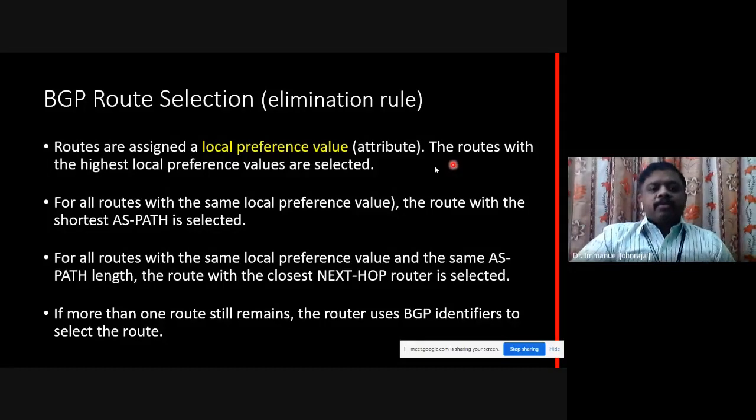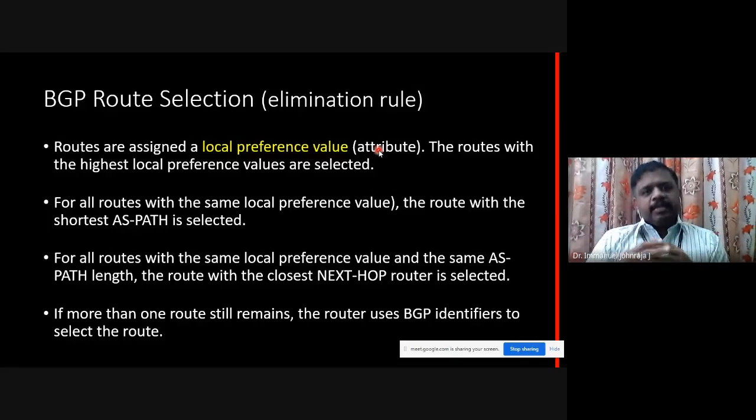Routes are assigned a local preference value by the BGP, which is not given in detail, but this is very similar to the administrative distance in other routing protocols. So local preference is set by the BGP peers. The routes with the highest local preference values are selected. That's the first one. Local preference value has the highest priority, and when the local preference value is higher, then the route is selected. That is the first rule.